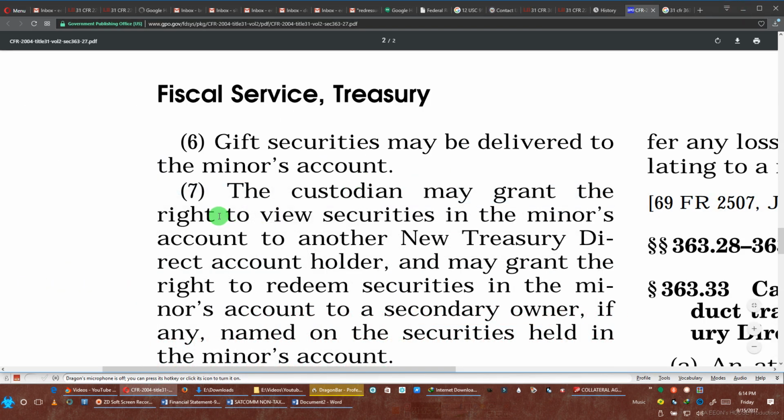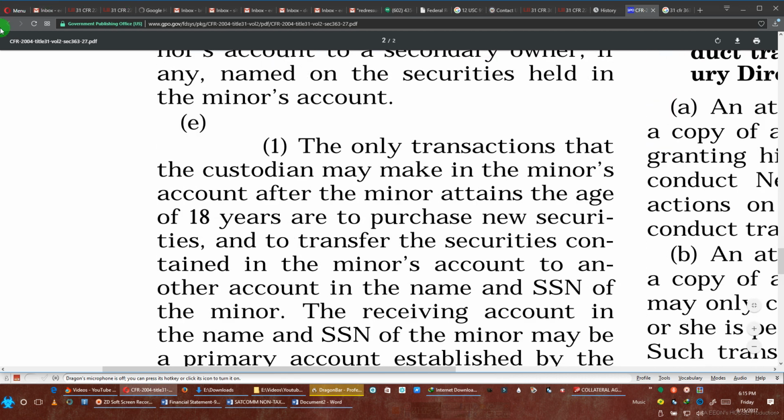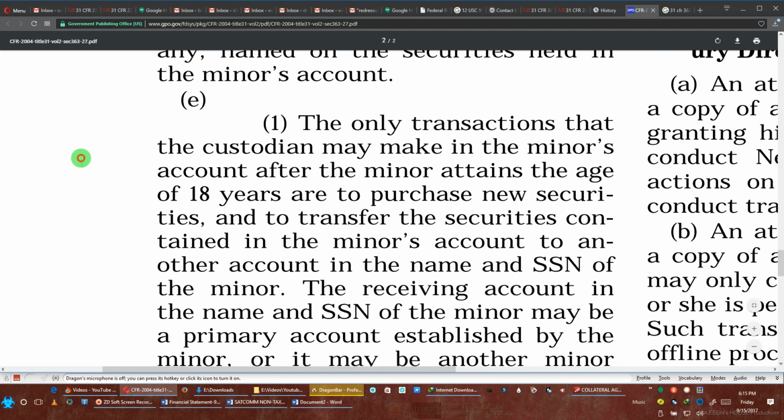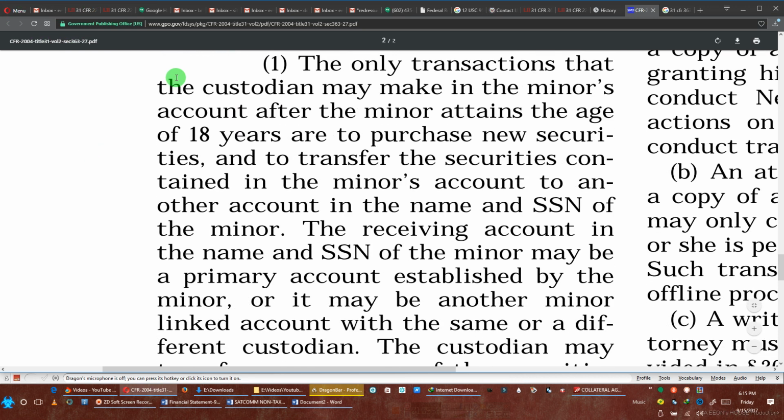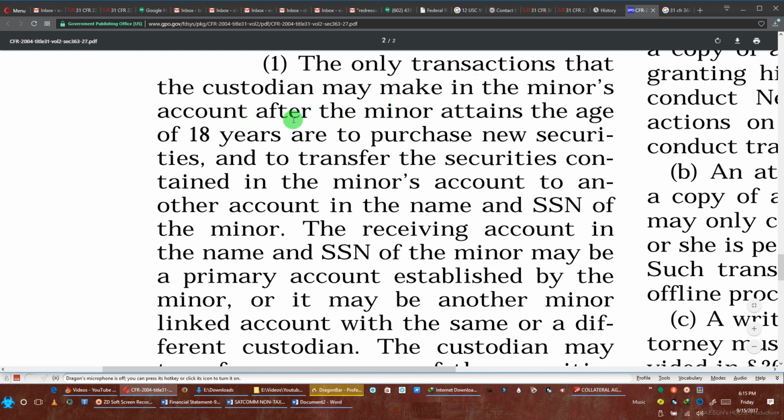Okay, you have an account with the Federal Reserve. We just proved it. The custodian may grant the right to view securities in a minor's account to another new Treasury Direct account holder, or may grant the right to redeem securities in a minor account to a secondary owner. You are that owner. Here is the point you need to pay attention to. It's a very long paragraph, but it's enough to give you an understanding of what you need to do. The only transactions that the custodian may make in a minor's account after the minor attains the age of 18 years are to purchase new securities and to transfer securities contained in a minor's account to another account in the name and social security number of the minor.